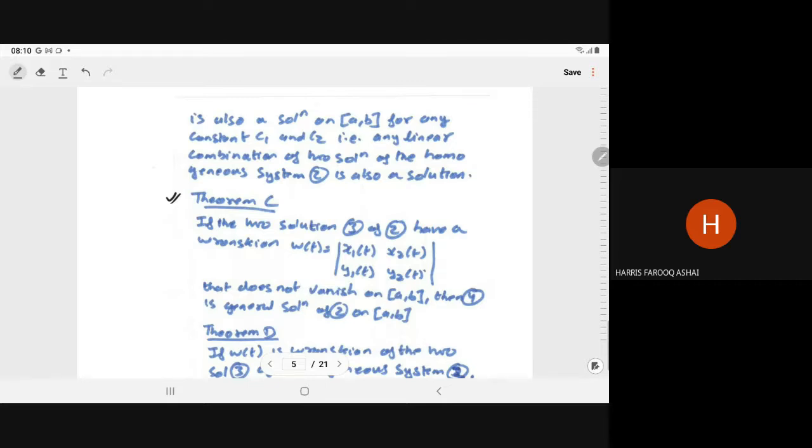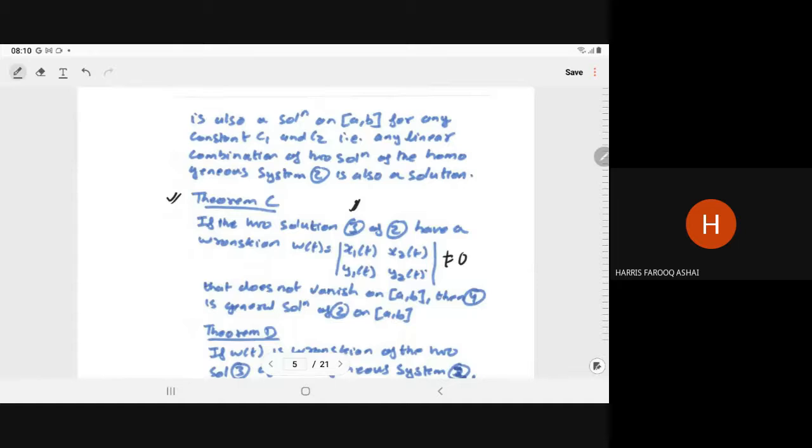All these theorems you already know for the second order differential equation. If the two solutions of 2, with x = c1 x1 + c2 x2 and y = c1 y1 + c2 y2, of the homogeneous system of equations have the Wronskian W(t), we compute the Wronskian of the two solutions x1, x2, y1, y2. It is the determinant of the matrix with x1, x2, y1, y2 that does not vanish on AB, means it is not equal to 0.